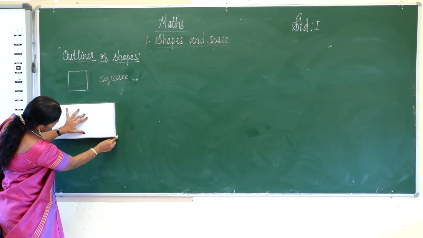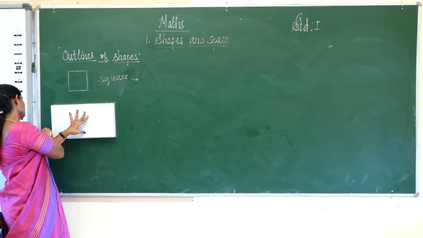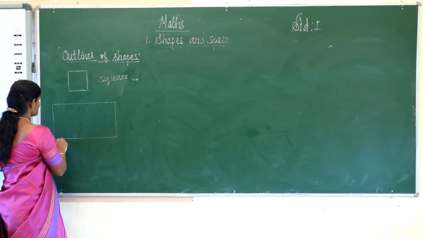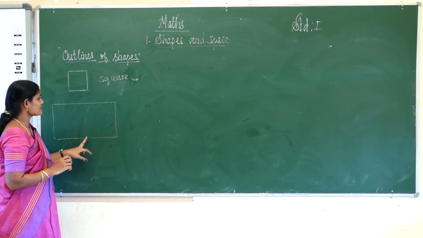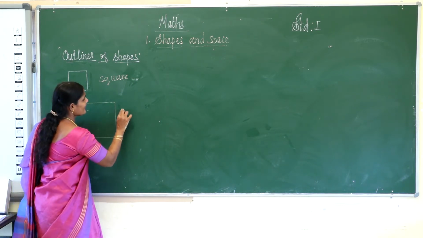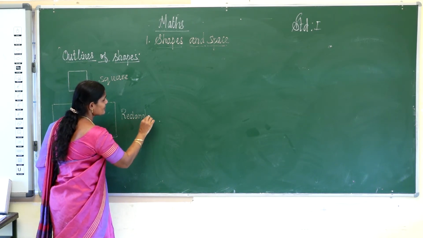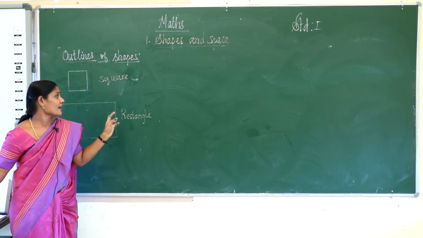Okay, first draw the outline for all the sides. 4 sides you draw. 4 side என்ன பண்ணிக்கணும் இந்த மாதிரி outline to draw. What is the shape of the box? This is the rectangle. So this is the rectangle. Okay, first we see square, next rectangle.